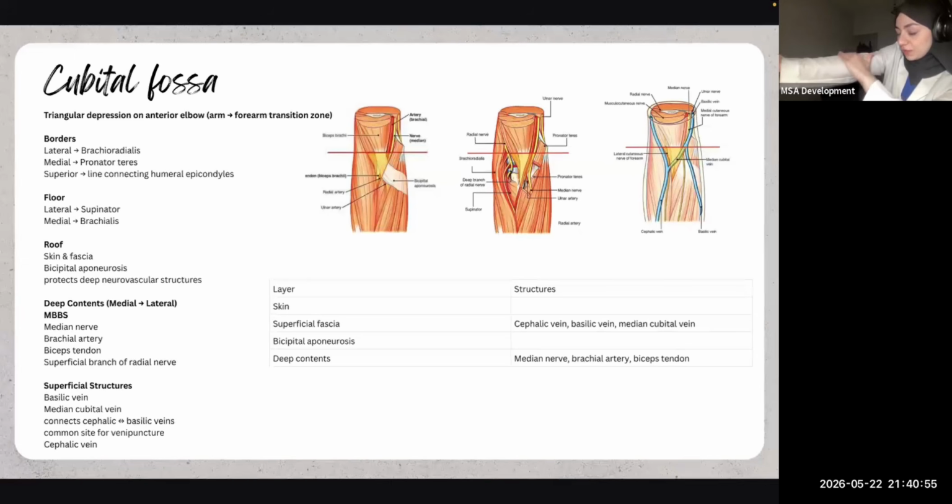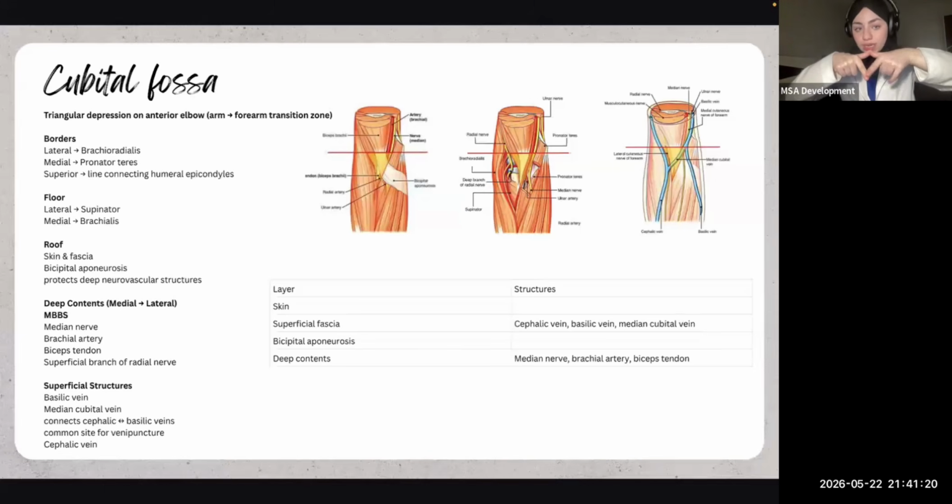This is going to be the borders. Now, superiorly, I have a roof. Inferiorly, I have a floor. And then I'm going to have the contents, the superficial and deep contents, okay? So I hope you guys now are imagining it as a sort of cave. This is the opening to the cave, and I'm going to have walls to the cave and a floor to the cave, okay? First of all, the borders. We're going to have laterally the brachioradialis. So let's say that this is going to be lateral.